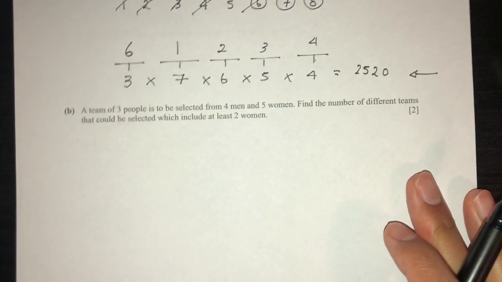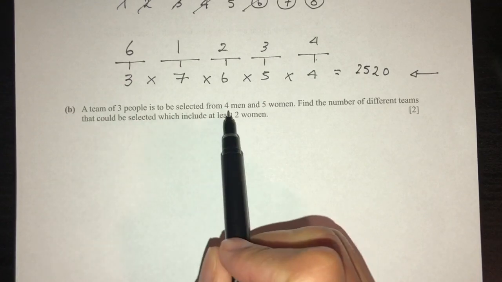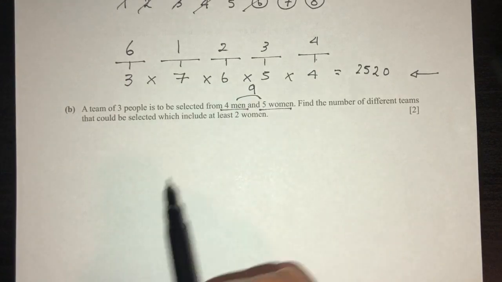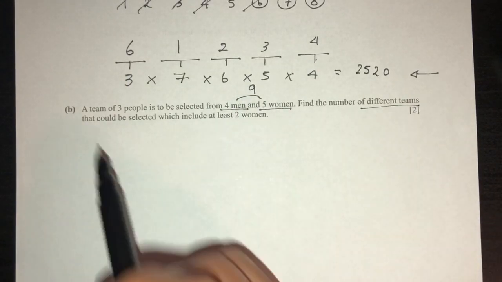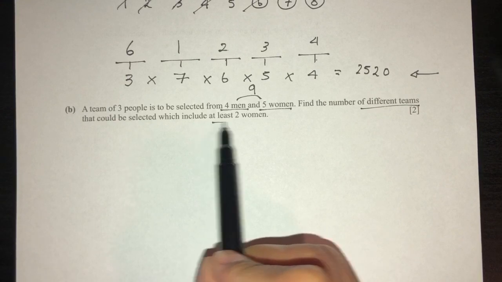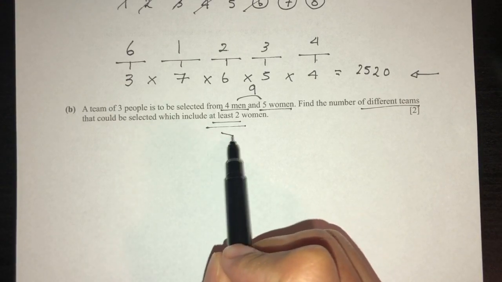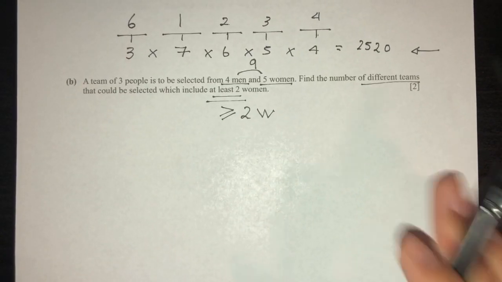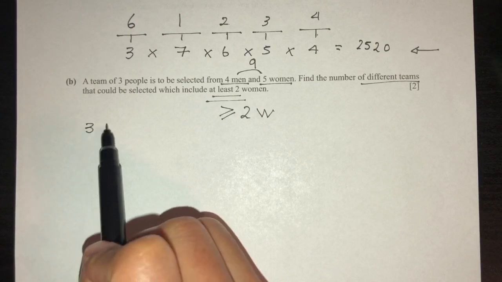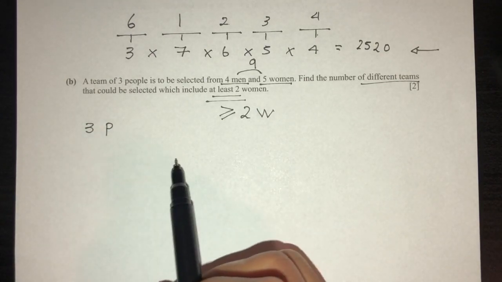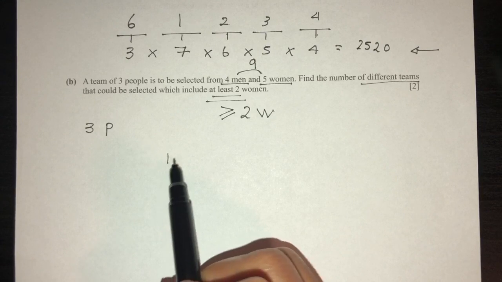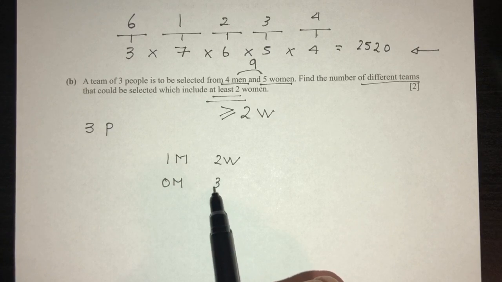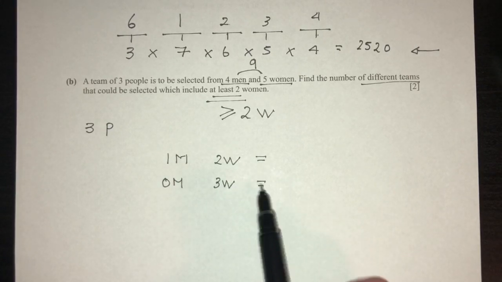Now for part B, a team of 3 people is to be selected from 4 men and 5 women. So in total we have 9 people, okay? Find the number of different teams that could be selected if it must include at least 2 women. At least means more than or equal to 2 women. So let's see what are the possible selections. We need 3 people in each team. So one way is we can have 1 man and 2 women, or we can have 0 men or 3 women. Those are the only 2 selections possible.